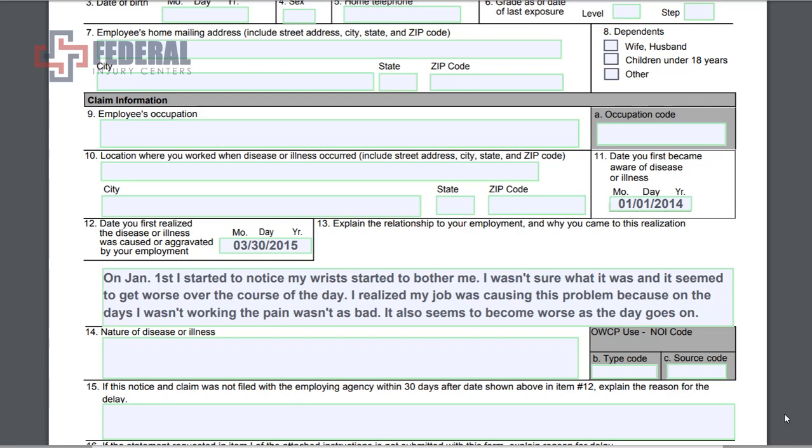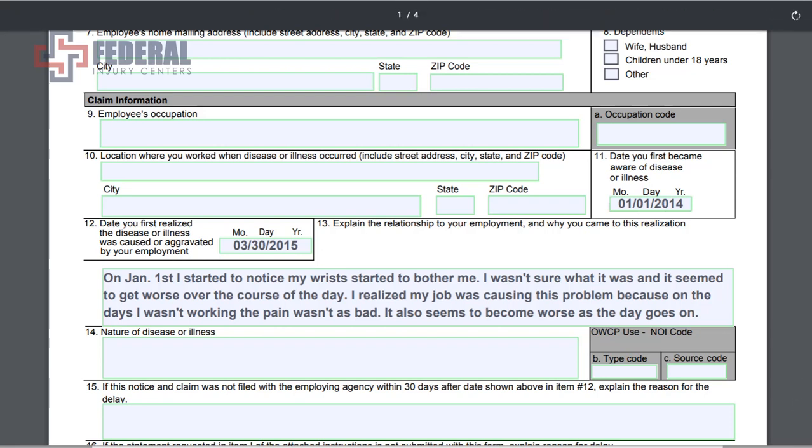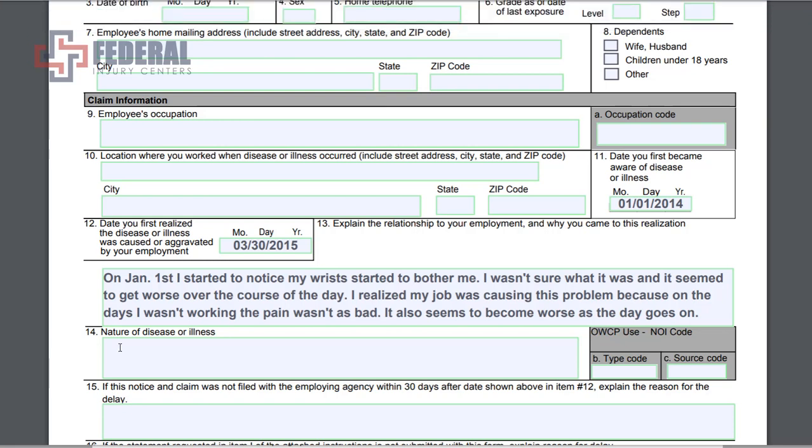This is more than sufficient to put in this spot. Should you need extra space, you can always use a second sheet of paper that you can attach to this form. But remember, we have supplemental information that we need to pass along, and that's what that can be used for as well. Moving on to box 14.